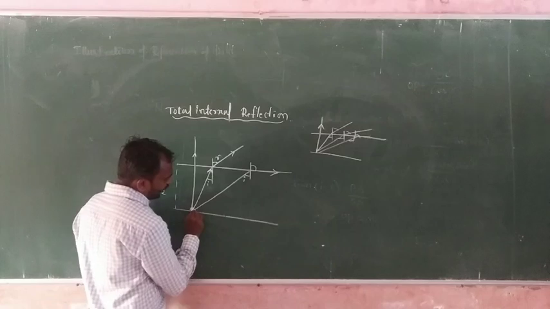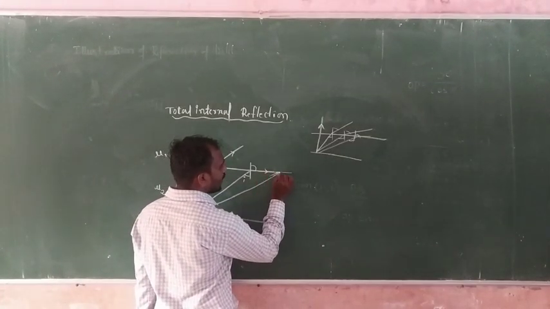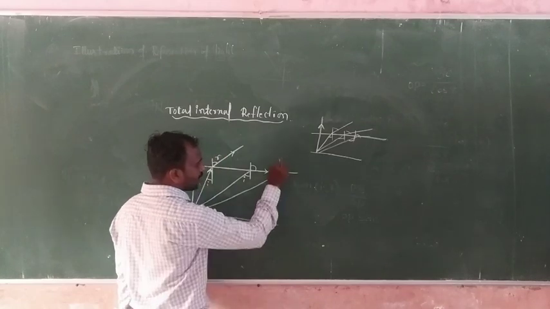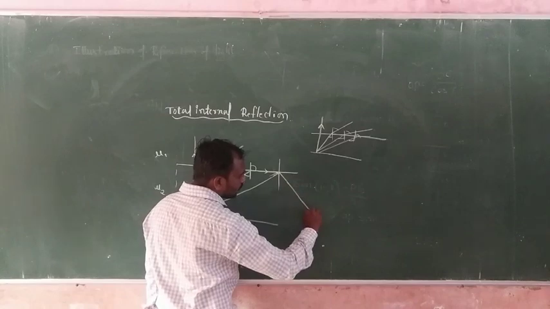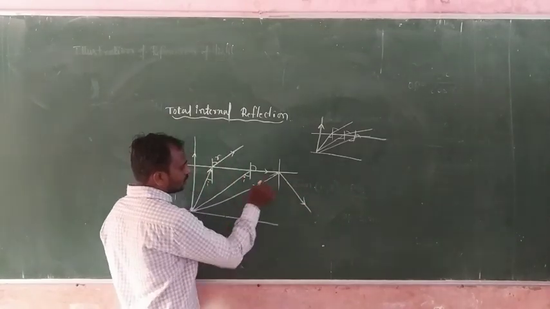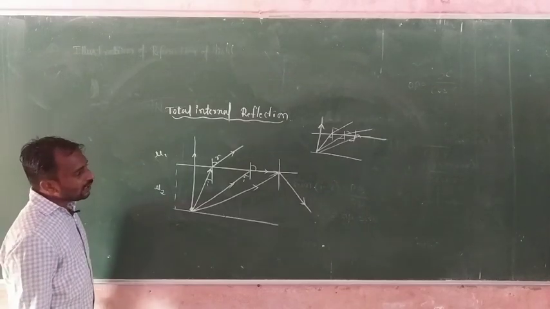Again, another incident ray is incident on this first refracting surface. Then what happened? This light ray comes back into the same medium. So here, what happened?